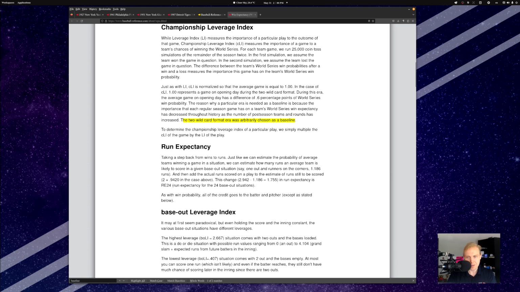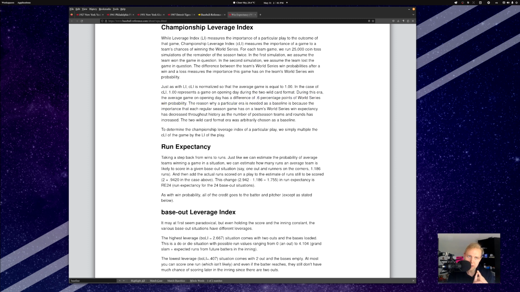So you just told me here that a baseline is needed because the importance of a regular season game to a team's World Series win expectancy has changed over time. But then you chose the current era as the baseline. How did you calculate this baseline? I bet we could go through and figure that out.